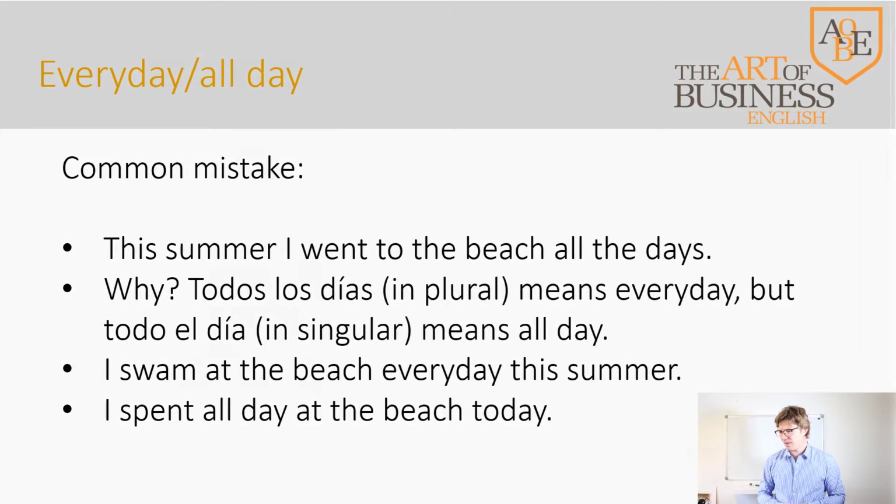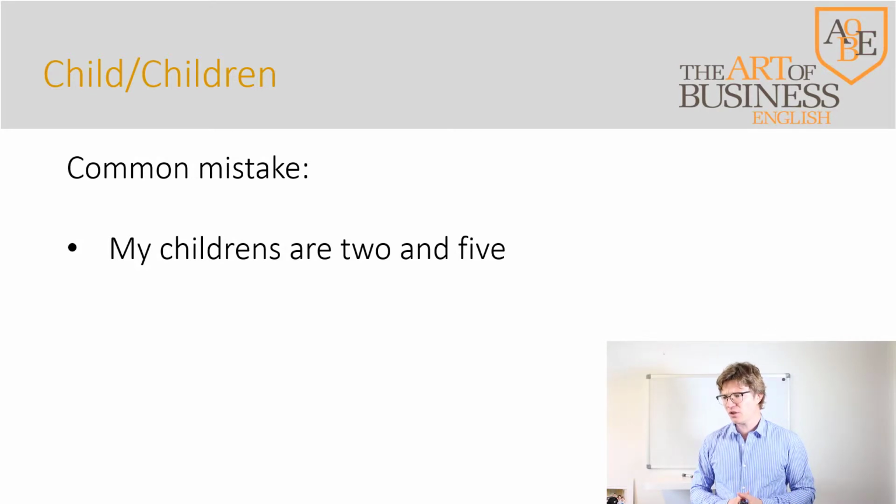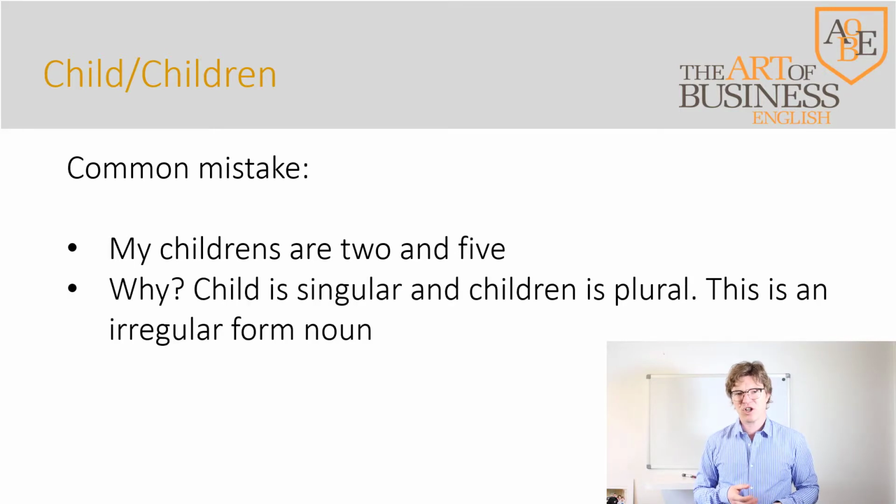Alright, let's take a look at the next one, which is child or children. So the common mistake is that "my children's are 2 and 5." People use the plural form with an S. So remember that child is the singular form and children is the plural form. It's an irregular noun. So you don't need to add S to children because children is already an expression of the plural form. So that's a very common mistake as well. Okay, so there's a few problems with nouns.